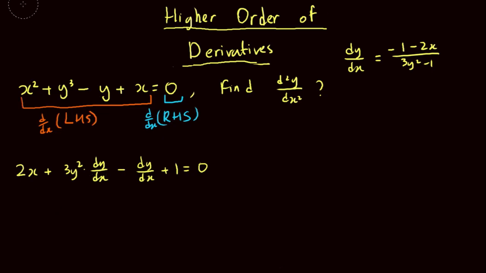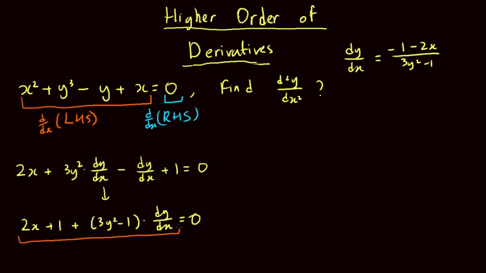And what we're going to do is rearrange this a little bit, this intermediate step. So we'll have here 2x plus 1 plus 3y squared minus 1 times dy over dx equals 0. This is our intermediate step. And again, we're going to differentiate the left hand side, the LHS, with respect to d over dx, and of course we're going to differentiate the right hand side with respect to d over dx as well.